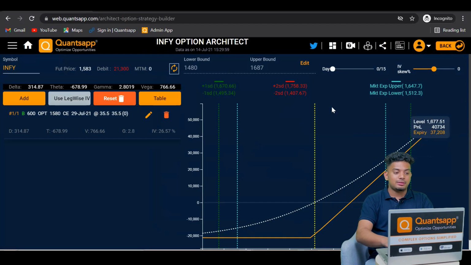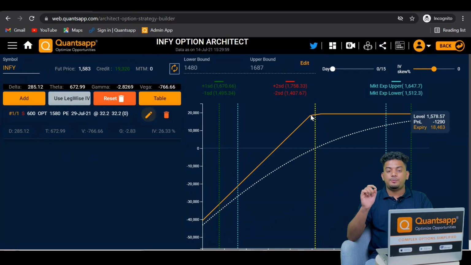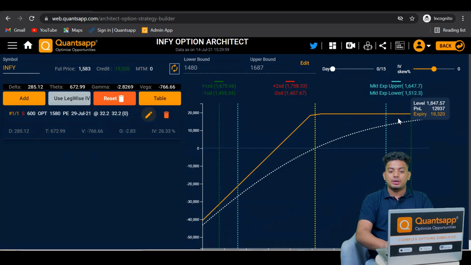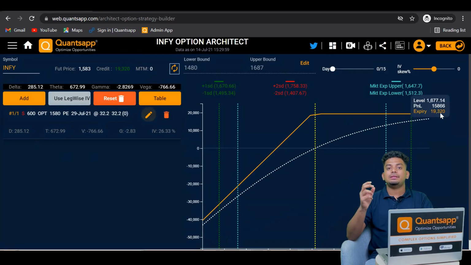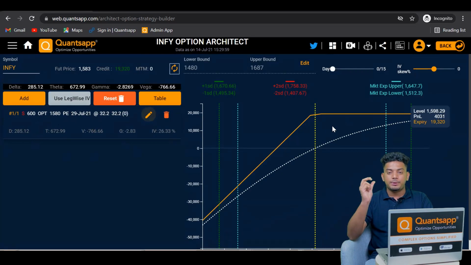Whereas in the other scenario, when we had sold a put option, our profits are capped after a point. We can't make more than the amount of option premium which we received. So over here, 32.2 rupees is my maximum profit if I have sold the 1580 put option of 29 July expiry, because that is the amount of premium which we receive. Our profit can't exceed the amount of premium which we receive if we have sold that option.